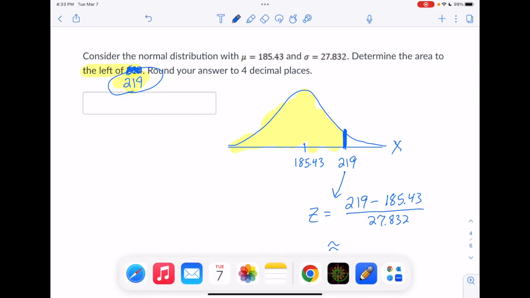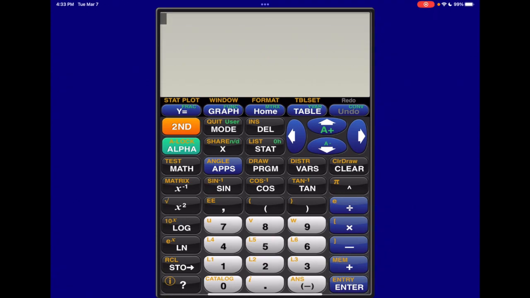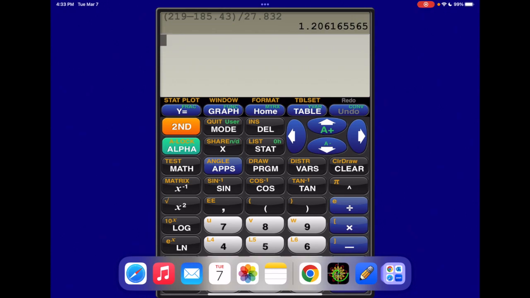Remember when you're doing z-scores that you need parentheses around the top. So open parentheses 219 minus 185.43. End those parentheses to complete the numerator, and then divide by our standard deviation, 27.832. We get 1.206 followed by a 1, but that 1 is less than 5, so we'll stick with the 6. So 1.206 for our z-score.